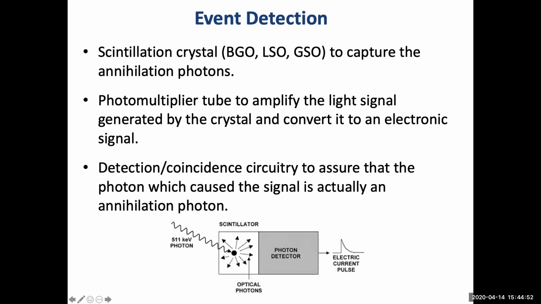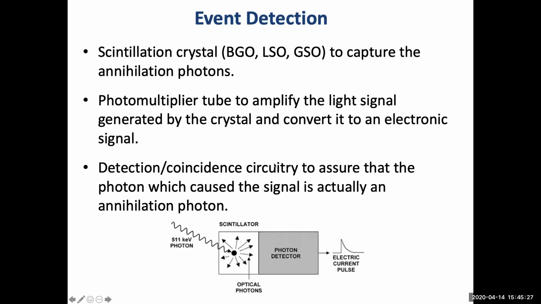So the scintillation crystal used in PET, either BGO, LSO, or GSO, is used to capture the annihilation photons. Same principle with the photomultiplier tube, which amplifies the light signal generated by the crystal and converts it to an electronic signal. A 511 keV photon interacts with the scintillator and produces an optical photon, or light photon. This light photon interacts with the photomultiplier tube and gets converted to an electrical signal.